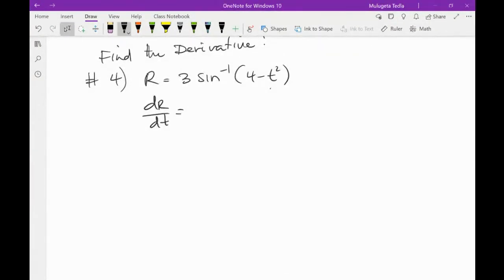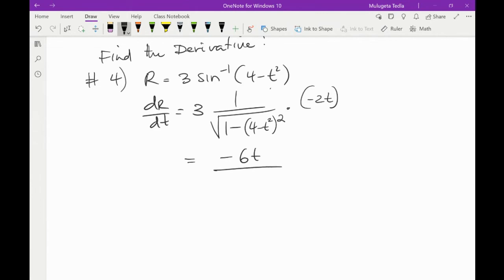You have to complete the cycle. The 3 has nothing to do. The derivative of that is 1 over square root of 1 minus u squared times the derivative of u. So this is minus 6t over the square root of 1 minus 4 minus t squared squared. That's my answer. You can leave the inside here. You don't have to FOIL it.